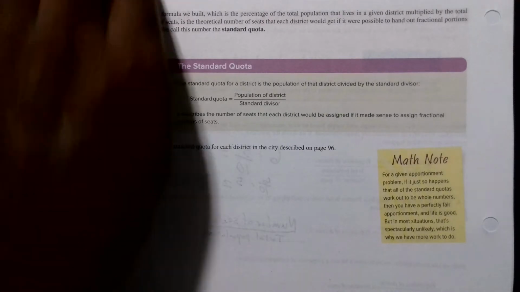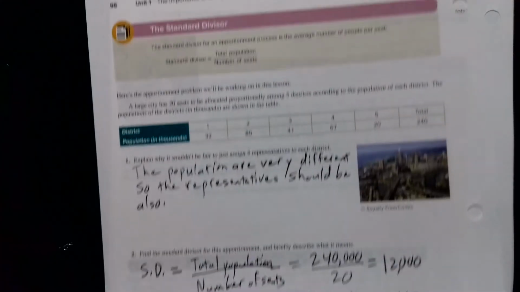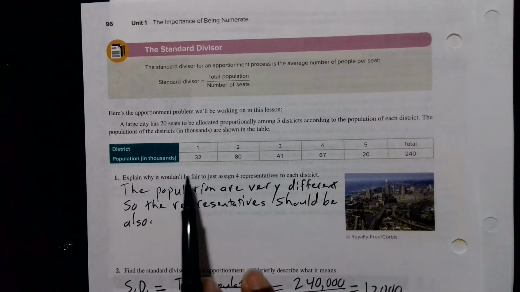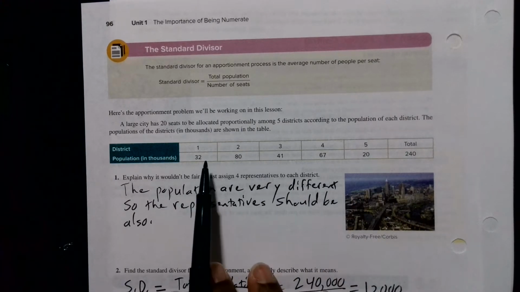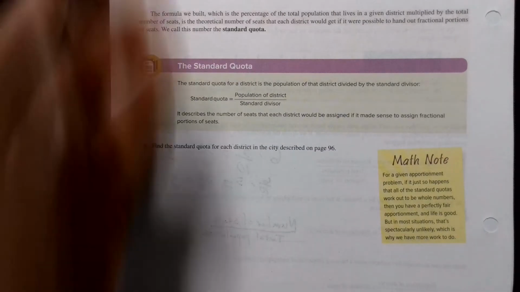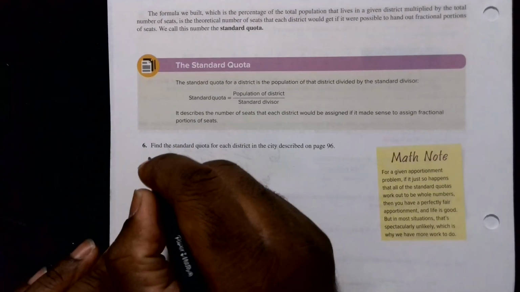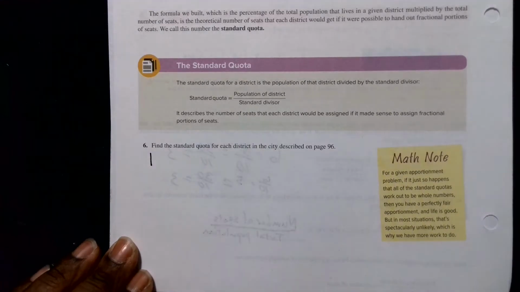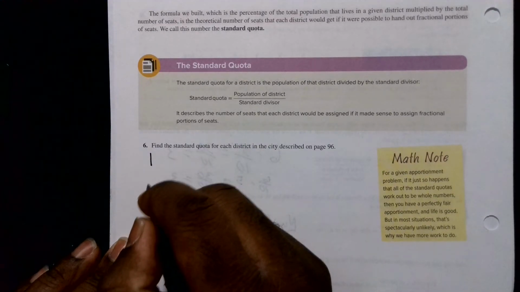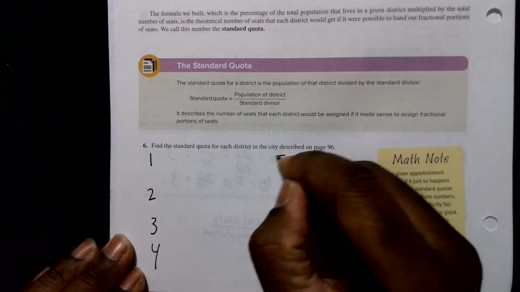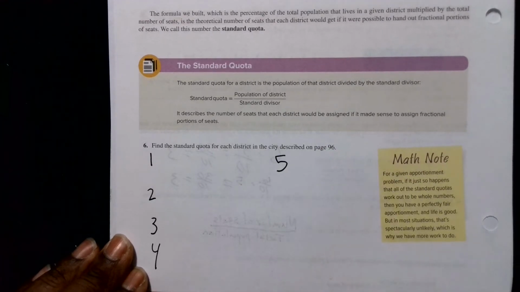Now, we could take a quick look here. This is what's described on page 96. This has all of the districts and all of their population. So, what they want us to do here, they want us to take each district. I'm just going to do, my numbers will relate to districts. So this would be District 1, District 2, District 3, District 4, and then District 5.